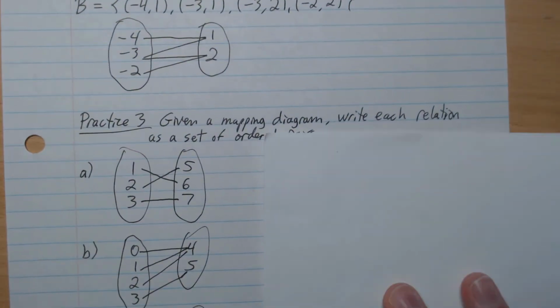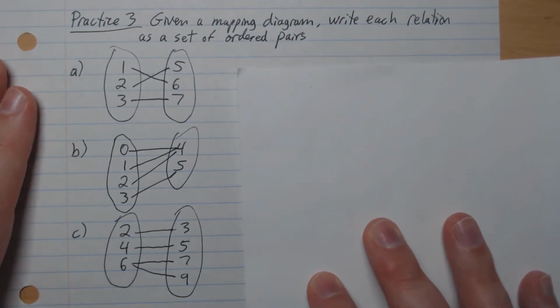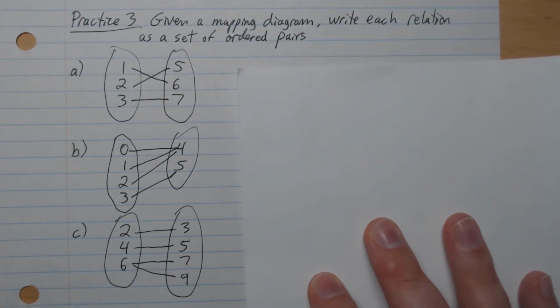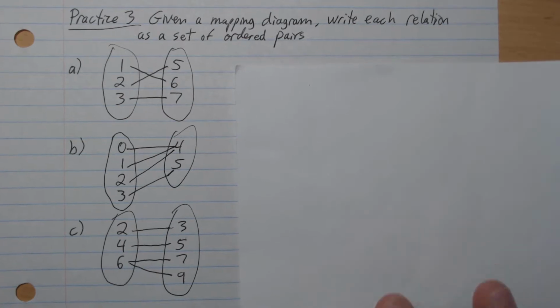Okay, practice number 3. Given a mapping diagram, write each relation as a set of ordered pairs. So we have A, B, and C. Go ahead and pause the video and answer that.